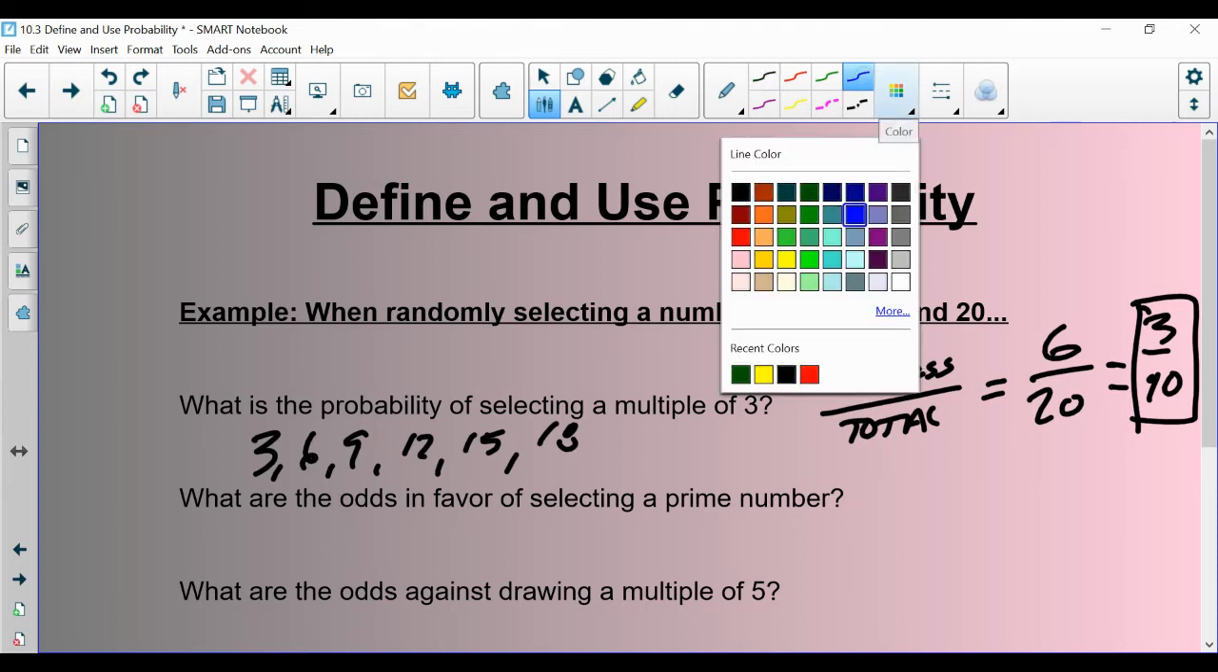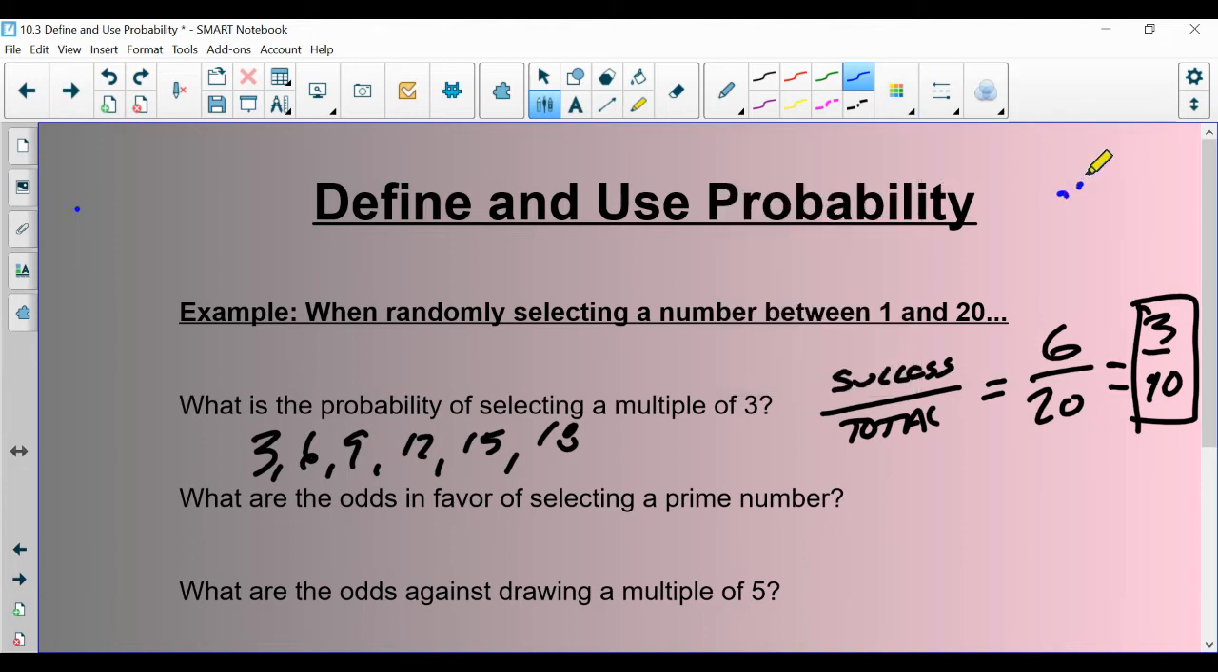So on to question number 2, what are the odds in favor of selecting a prime number? Okay, so odds in favor is going to compare the number of successes to the number of ways to fail. So how many numbers are prime between 1 and 20? Well, 1 is technically not prime. I don't expect you to know that off the top of your head, but let's disregard 1. The numbers that are prime would be 2, 3, 5, 7. Just as a reminder, prime means its only factors are 1 and itself. So 7. 9 is not prime, but 11 is, 13 is, and 17, and 19.